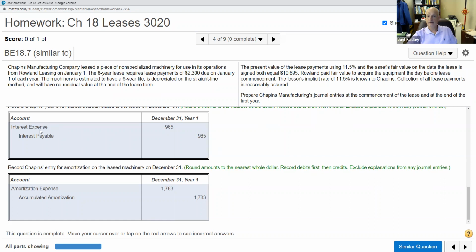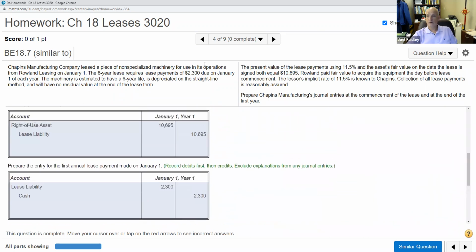The next day you would debit interest payable, right? And then credit cash for $2,300. And then the difference would be a debit to what? Lease liability. So your lease liability, it's the effective rate of interest method. Same thing we did in bonds payable back in chapter 14.